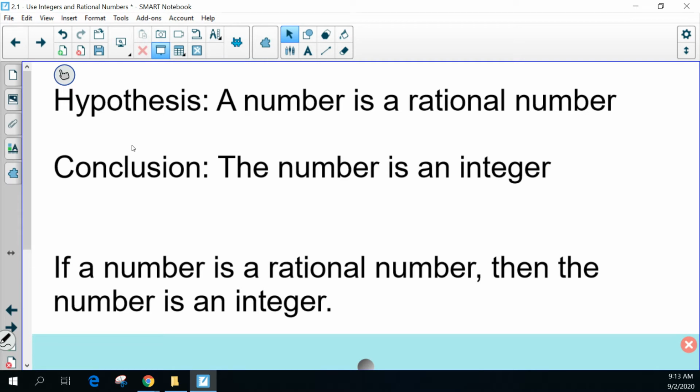Like 1.2. So that's a good example. There's many examples, but 1.2 would be a rational number, but you couldn't call it an integer because it has 0.2. Okay? Now, there are some numbers that make this true, right? But not every number makes this true. So if you find one that makes it false, that means that this is a false statement. Does that make sense? You just have to find one thing.